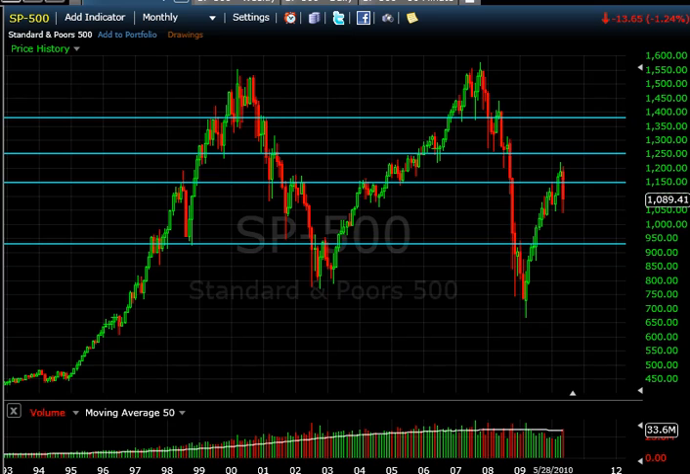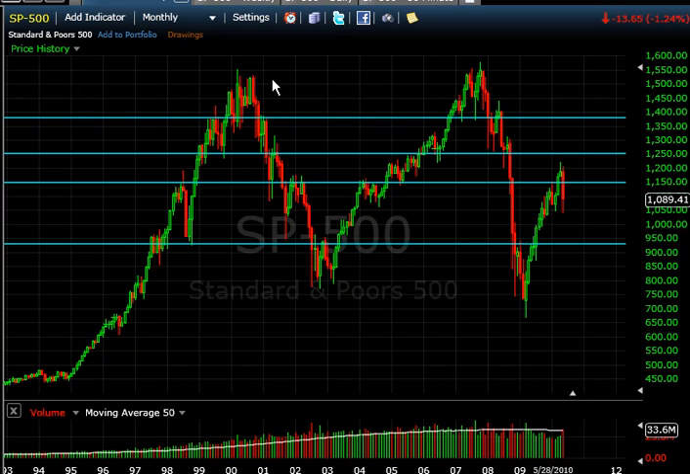And again, when you break down below one of these levels, it's bearish, it indicates bearishness. Come above, it's bullishness. And a very important thing to remember here is support, once broken, becomes resistance, and resistance, once broken, becomes support. That's very important when you're doing technical analysis.